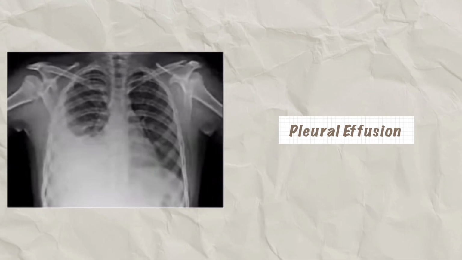In moderate to large effusions, there may be mediastinal shift to the opposite side, indicating a mass effect. The opposite lung field appears relatively clear. Overall, the radiological findings are consistent with pleural effusion.